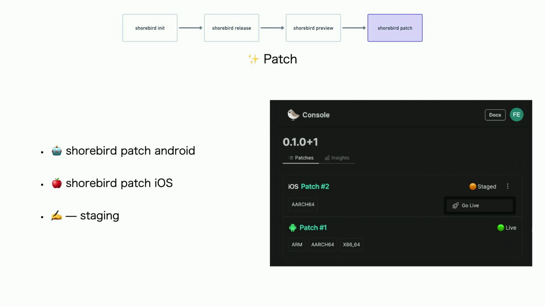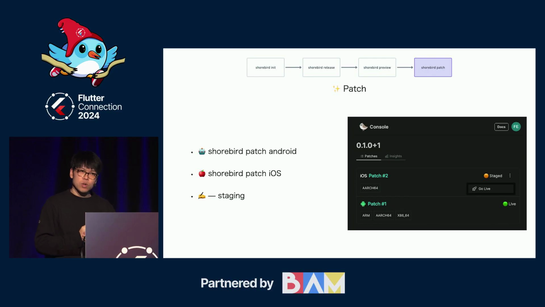So when you want to deliver an update to the end user's app, in other words, you want to push your code, you can use Shorebird patch Android for Android, and Shorebird patch iOS for iOS. The Shorebird patch has one argument, which is staging. As mentioned earlier, you can patch with a staging argument. Why is this so important?